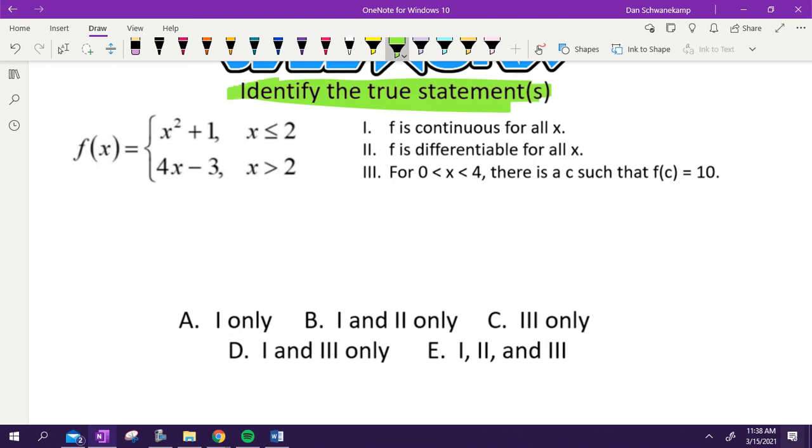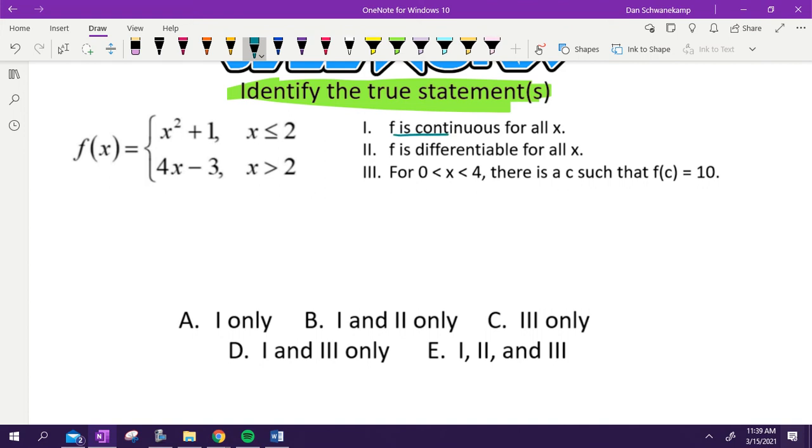We want to decide if that equation right there is continuous, differentiable, and decide is f of c going to be equal to 10 on that interval. Show me with your fingers. What do you think? A, B, C, D, E, what you get? We got some 1s, some 4s, and some 5s seem to be the theme. Let's see which one we think is true.